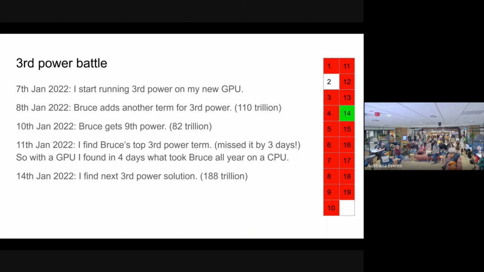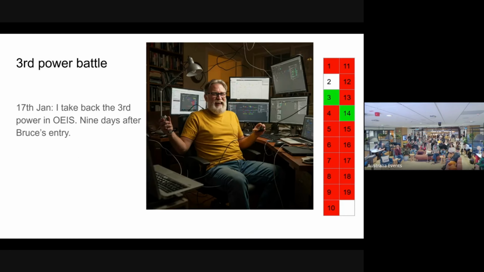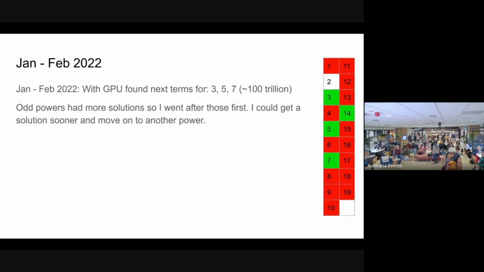And a few days later, by the 14th, I've actually found the next solution bigger than his. And so then, by the 17th of January, it's in the OEIS, and I take back the third power. So, and only 9 days after he's put one in, I've now put the bigger one in. So there we go, I've got 3. Now, January, February, I start taking back terms. I've got 3, I get 5, I get 7. The odd power solutions, turns out they have more solutions, the odd powers. So I'm doing those, so I'll find solutions quicker, get more numbers in there.